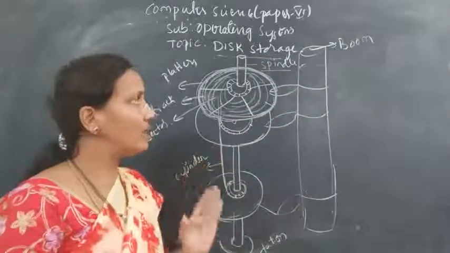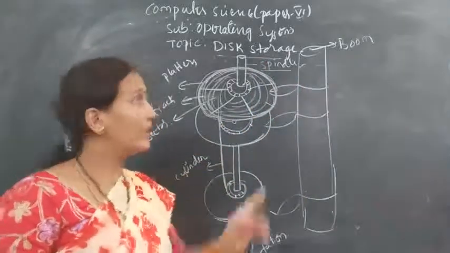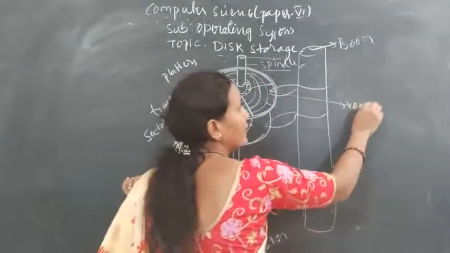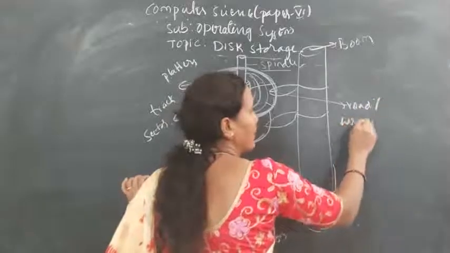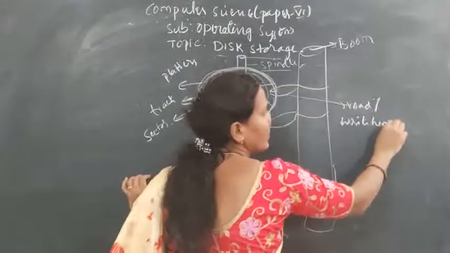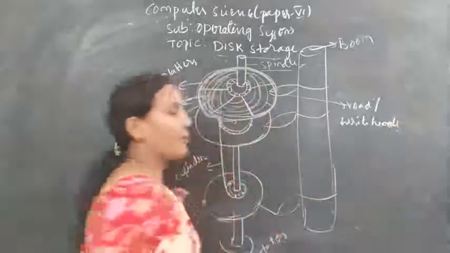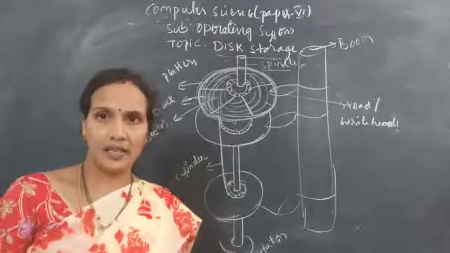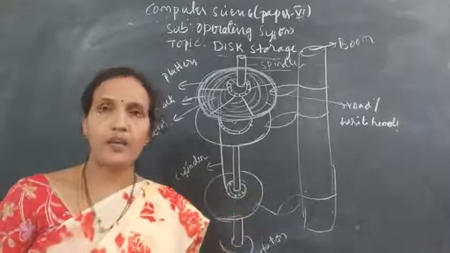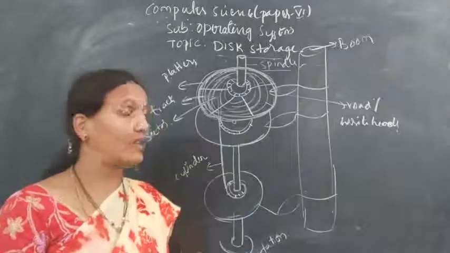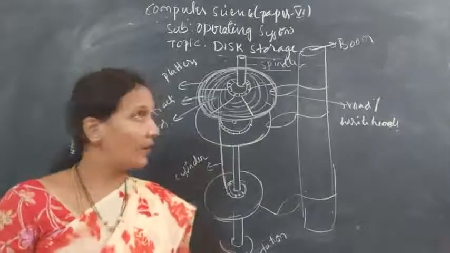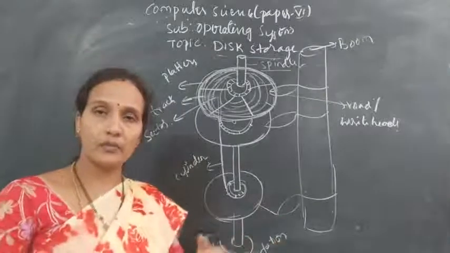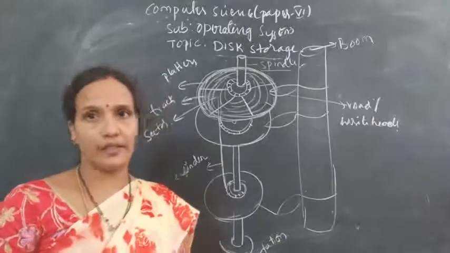Boom is nothing but a collection of different read and write heads. What is the use of the read and write head? The read head is used to read the content from the sector, and the write head is used to write the content onto the sector. If you have this read and write head, then only you can read the content and write the content.